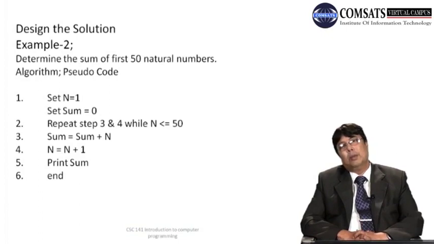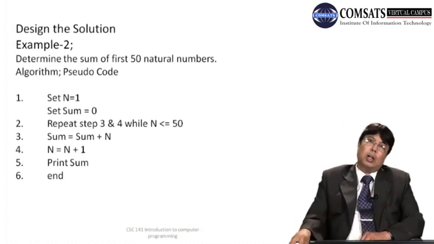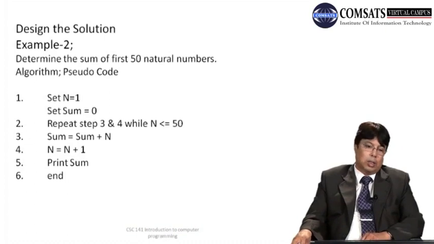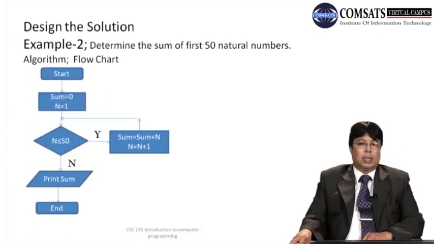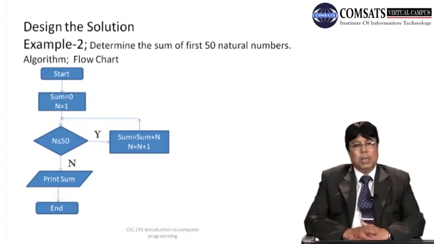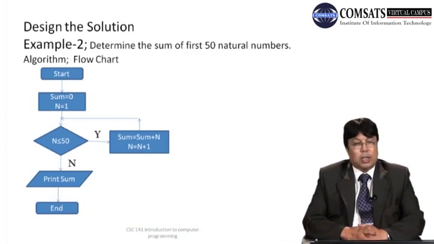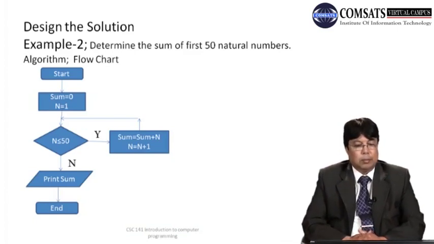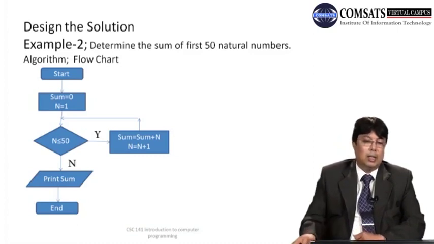This algorithm we have developed in pseudocode. Would you like to develop it in a flowchart? Why not? Same algorithm, but this time we are using the flowchart symbols. Start the program. Now this is not input output, this is a square symbol where we say that sum is equal to 0 and n is equal to 1.